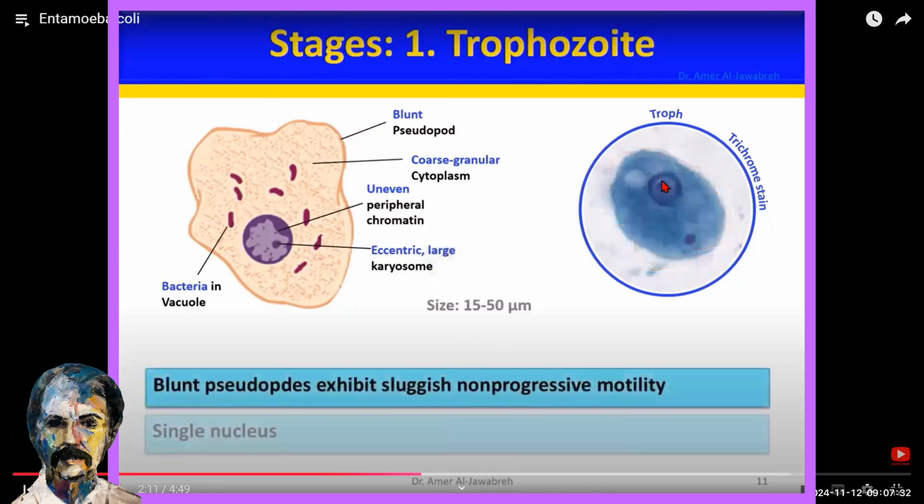This is how it looks. Karyosome eccentric, chromatin here more than here, so not evenly distributed. Maybe this is something like bacteria or something else, or debris. And this is a food vacuole. Blunt pseudopod, sluggish, non-progressive motility. The motility is not very fast compared to the histolytica. Mononucleated, single nucleus, as in the case of all trophozoites of amoebas.